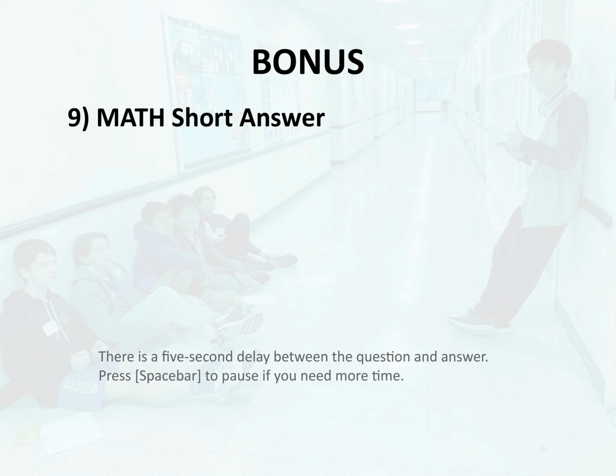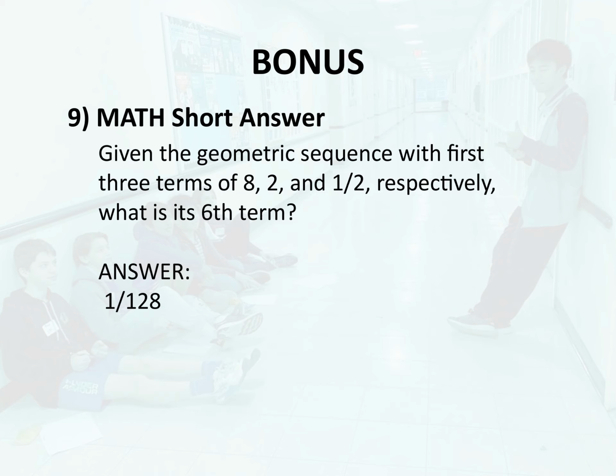Bonus 9. Math. Short answer. Given the geometric sequence with first three terms of 8, 2, and 1 over 2, respectively, what is its sixth term? Answer, 1 over 128.